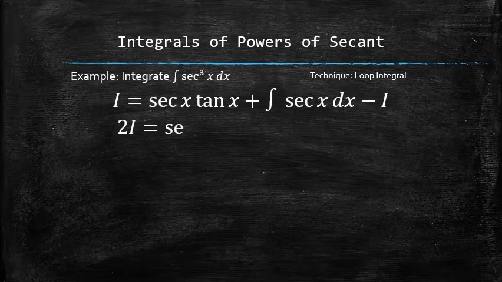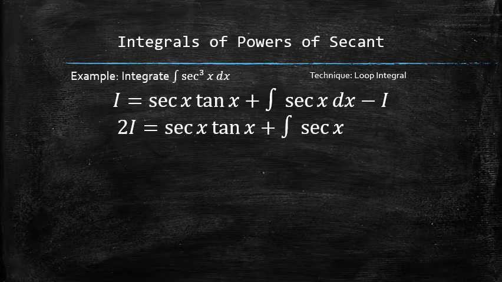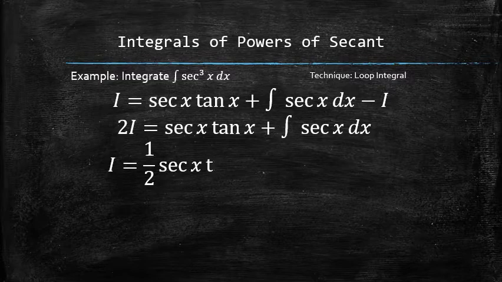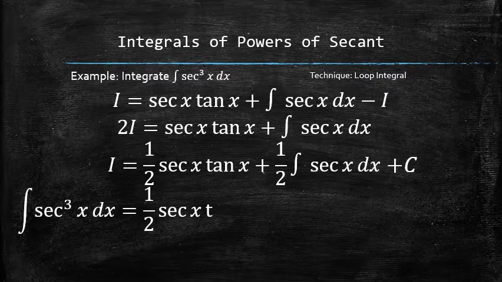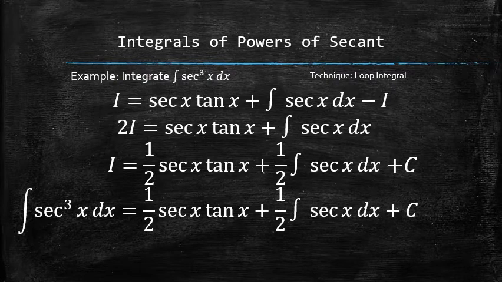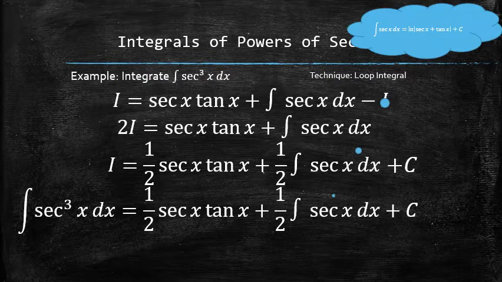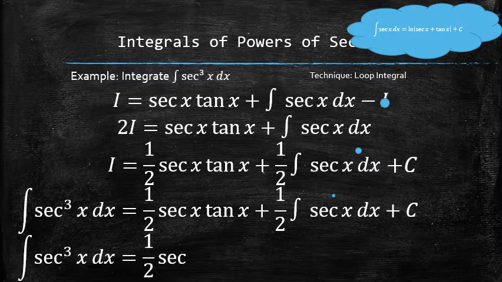To collect all I's on one side, we add I to both sides. And to isolate I, we divide both sides by 2. And we add plus C to the result. Replacing I with the original integral, we now have the formula that relates the integral of the cube of secant to the integral of just secant, which we already happen to know. Therefore, we now have the formula for the integral of the cube of secant.